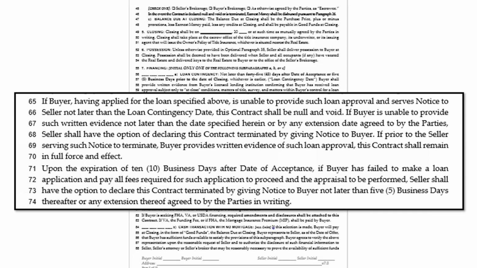If he has not done that, then the seller again can terminate the contract. They only have 5 business days thereafter, or any extension thereof agreed to by the parties in writing, meaning they have 5 days to kill it. But they can, if he doesn't do his mortgage application on time. Could he ask for more time for his mortgage application? Yes, and that's what that referred to about the extensions on line 74.